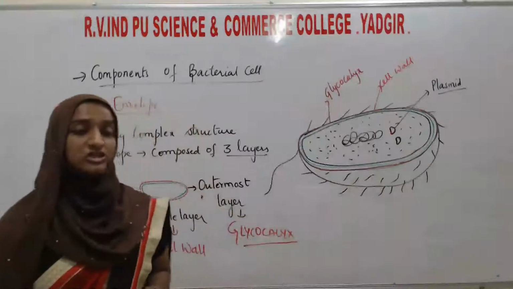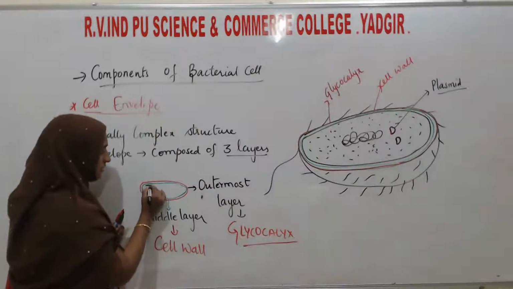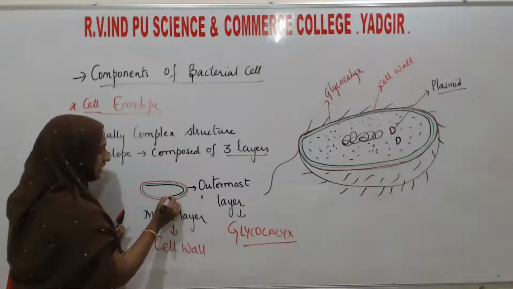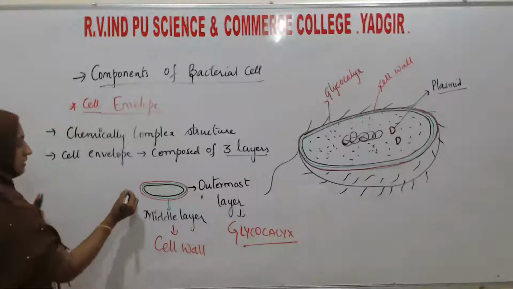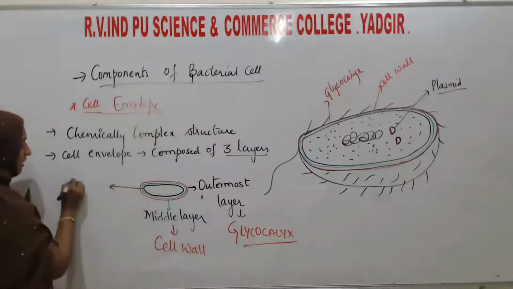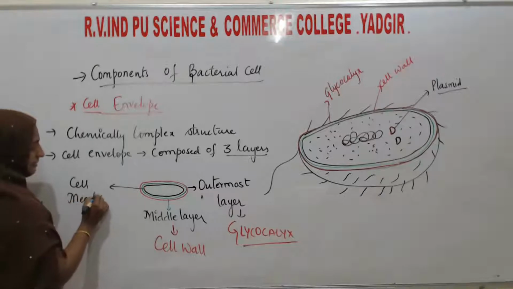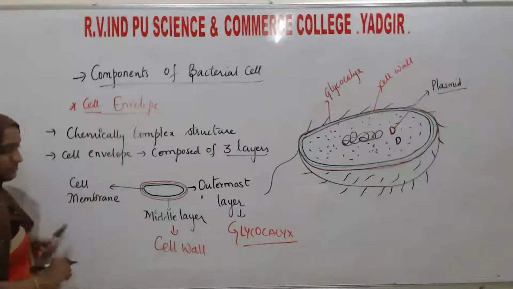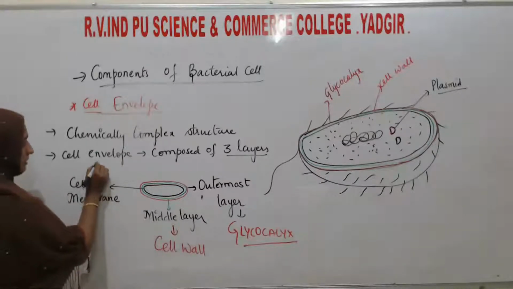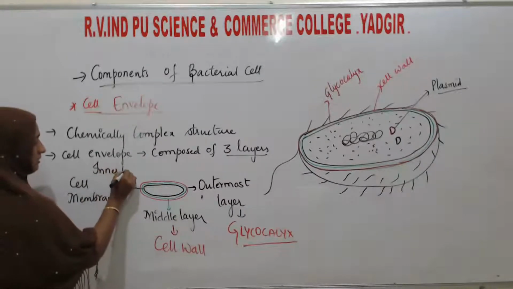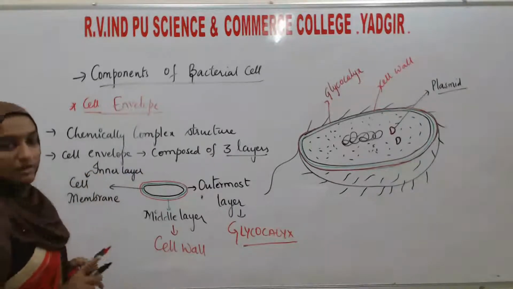And the innermost layer, here you see, which is of black color. That innermost layer is the cell membrane. Outermost, middle layer, and this is the inner layer. Okay, that is the cell membrane.